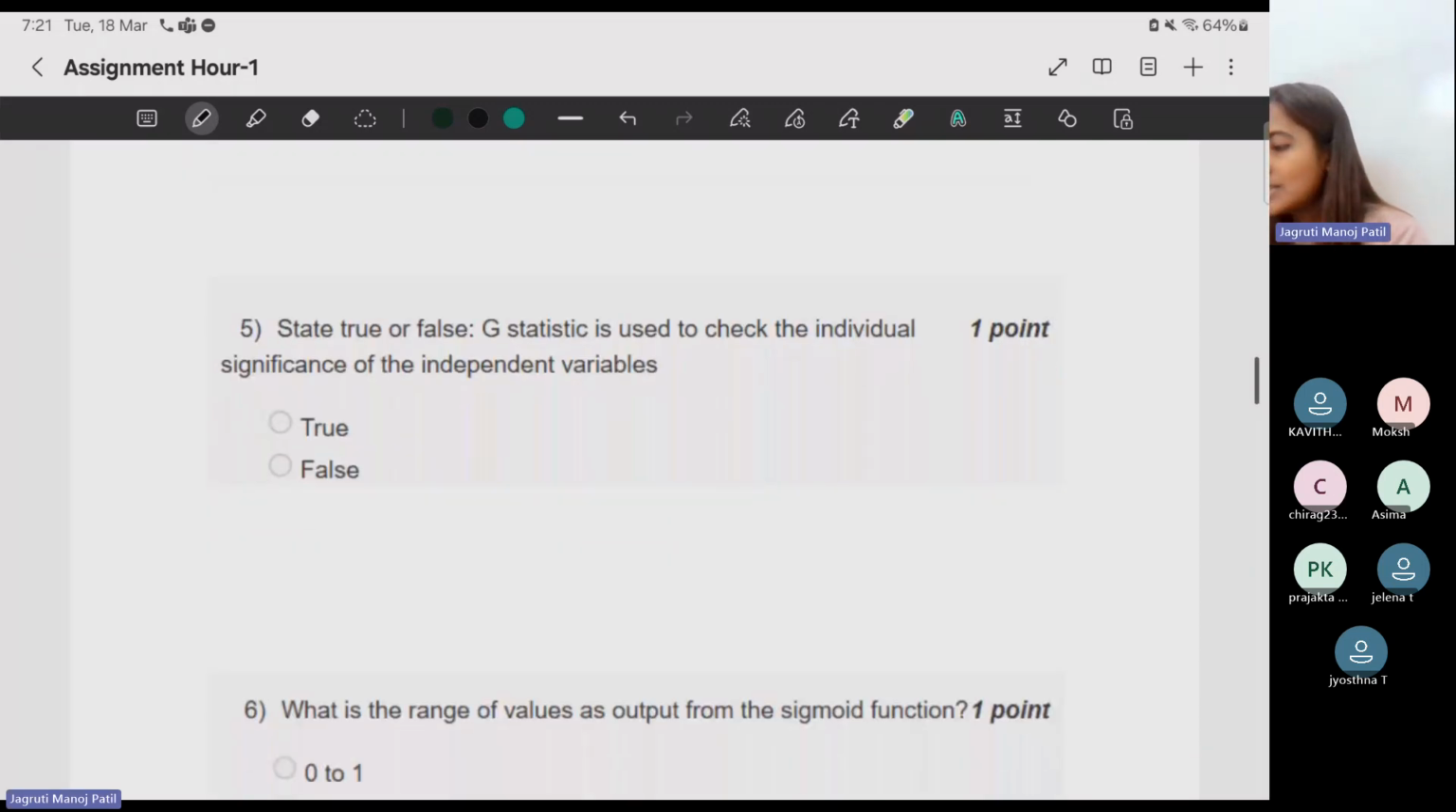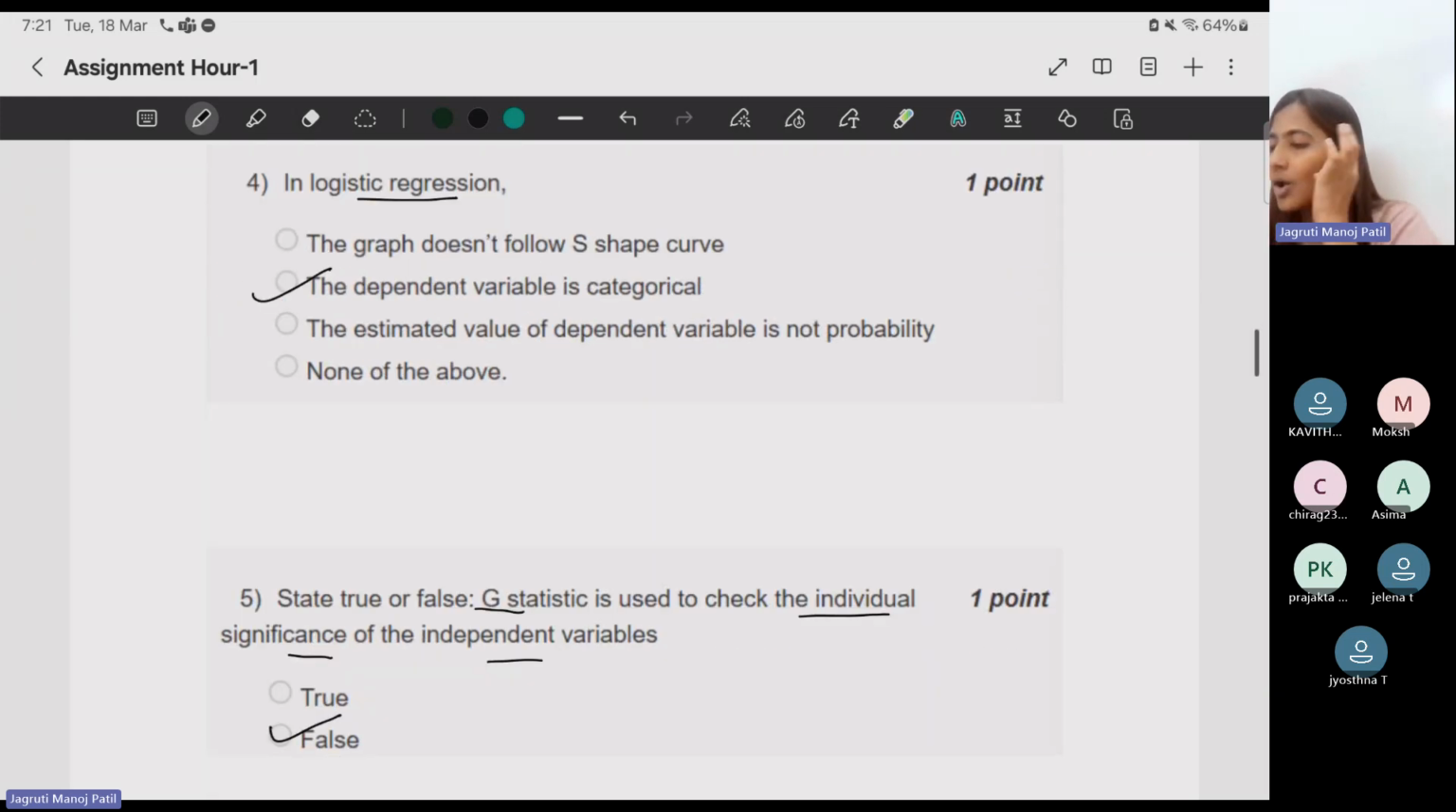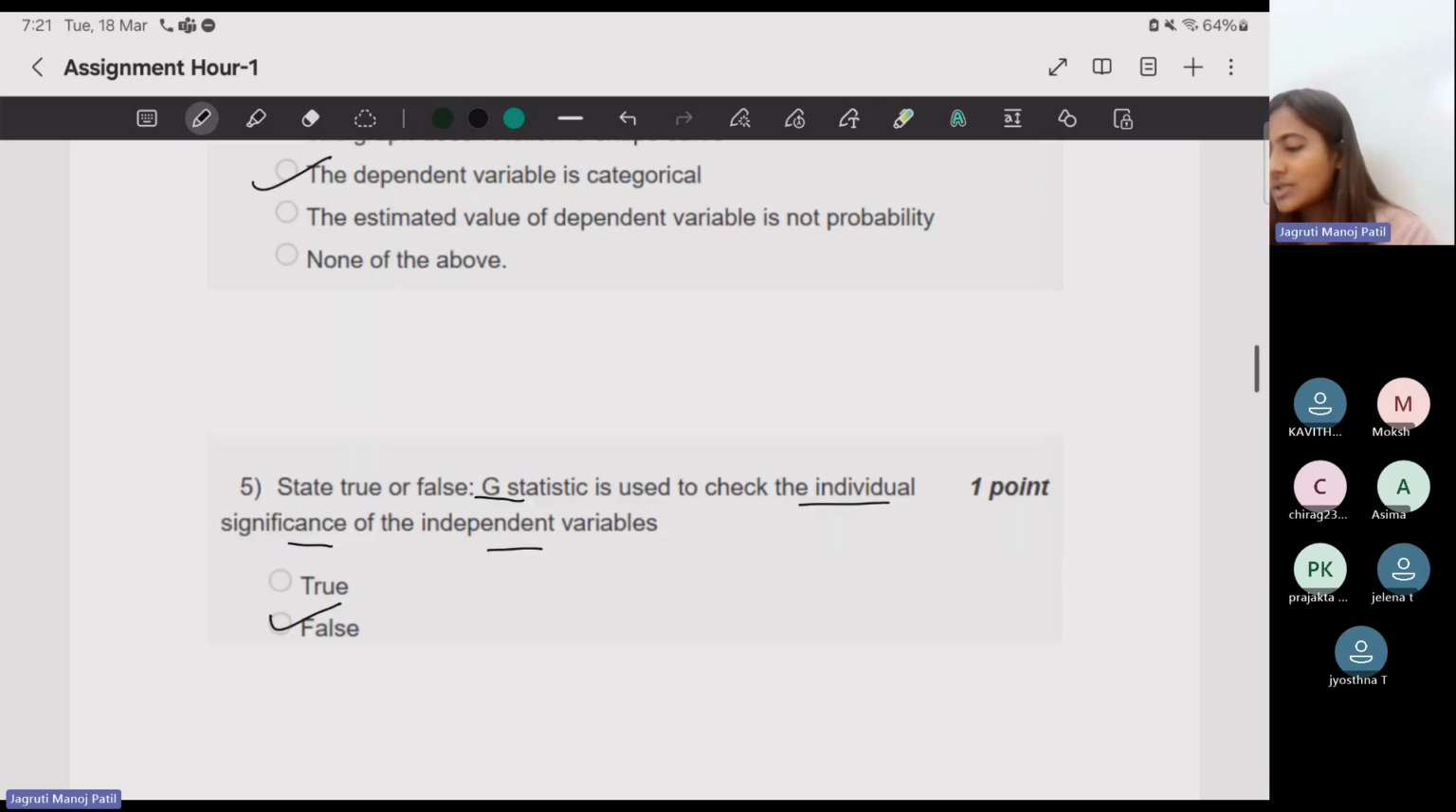Then here, the G statistic is used to check the individual significance of an independent parameter. There would be another statistic in the further slides; we haven't gone through it today. So is this statistic useful to check the individual significance of independent variables? Well, the answer is no. It's only for the dependent variables. We didn't do it, that's why I didn't ask for the answer from you guys. So these were the only two questions that we didn't do, and those are there today.